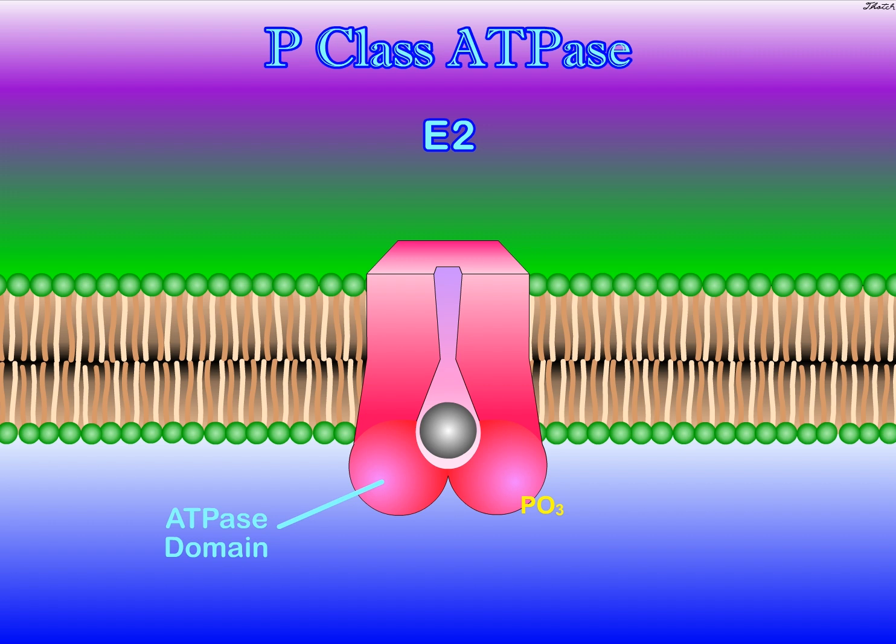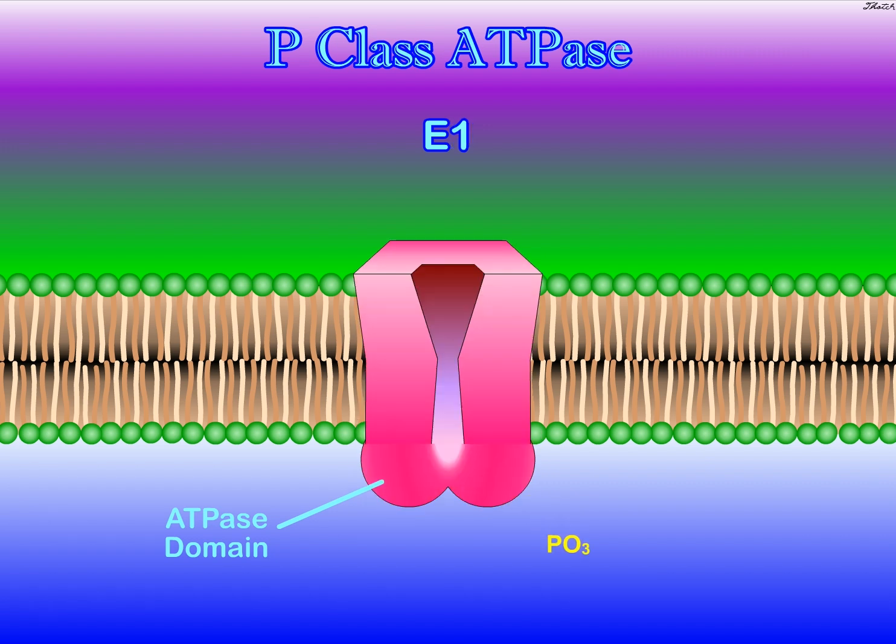Substrate binding activates the ATPase. Energy from ATP hydrolysis drives the conformational transition to the E2 state, closing the high-affinity site and opening the low-affinity site. The substrate is then released from the low-affinity site on the opposite side of the membrane. Thus, energy from ATP hydrolysis forces the substrate across the membrane against its concentration gradient or electric potential.